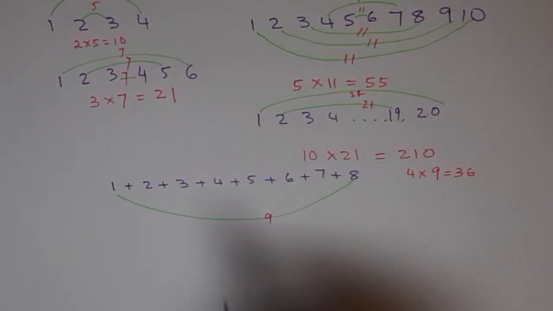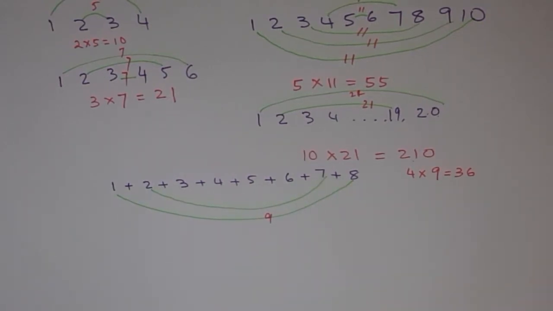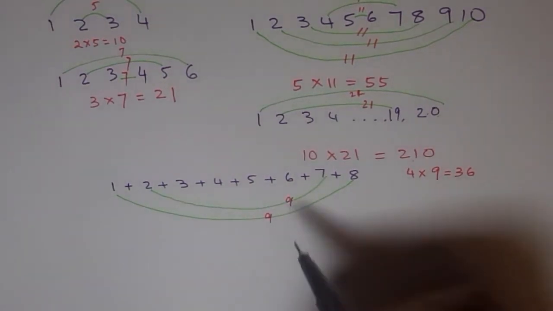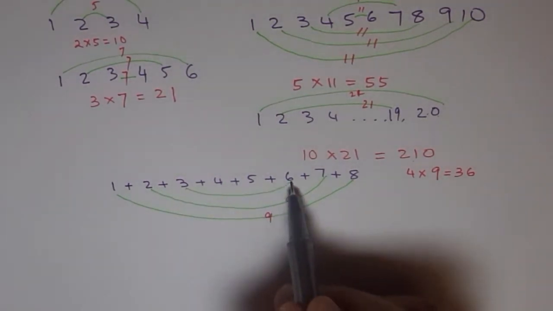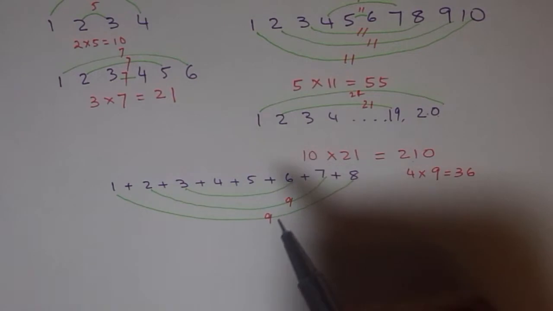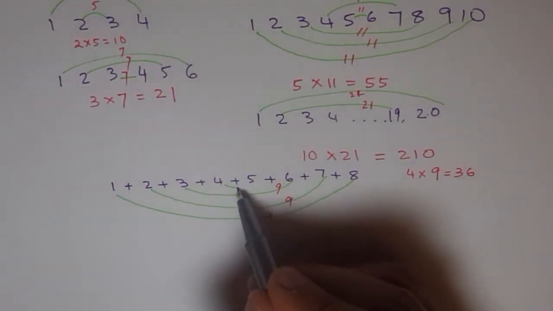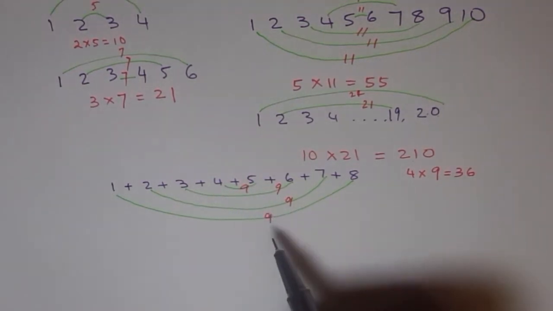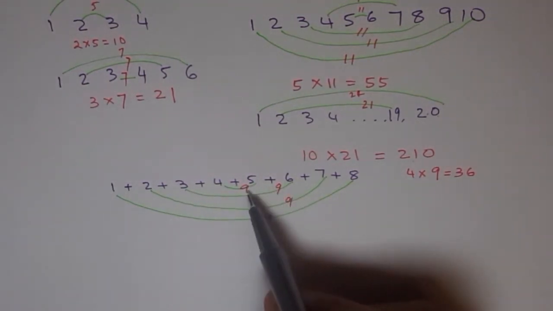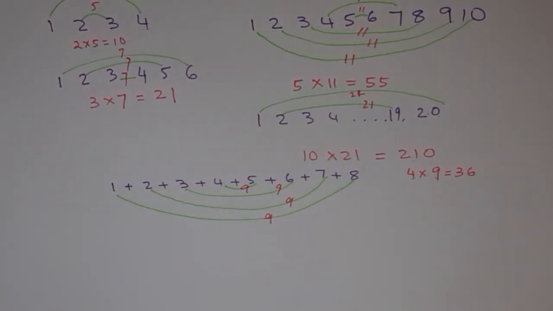And then 2 plus 7. 2 plus 7 is another 9. 3 plus 6. One more 9. How about 4 and 5? This is also 9. How many 9s do we have? 1, 2, 3, 4. 4 times 9 is 36. So we get our answer.